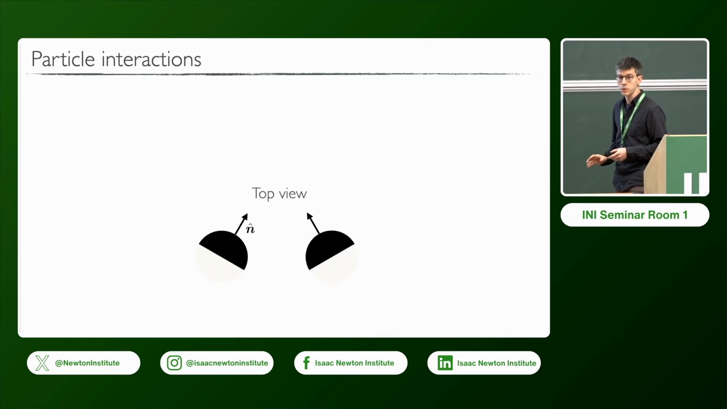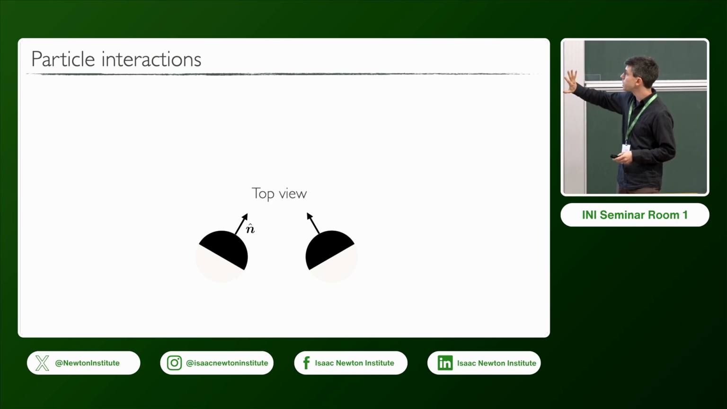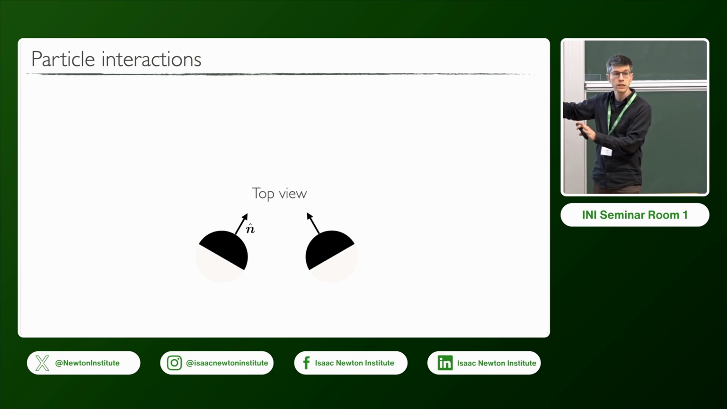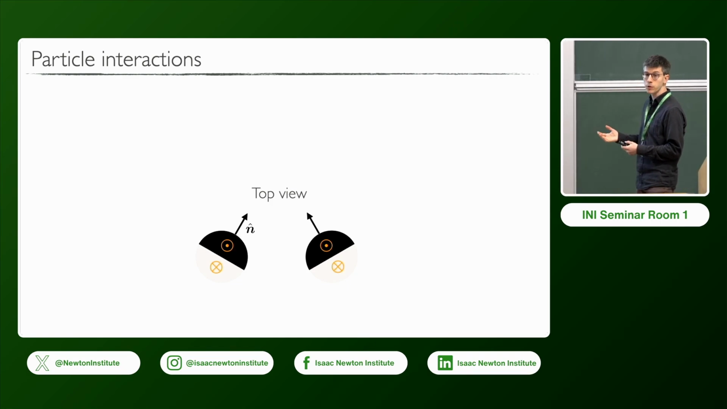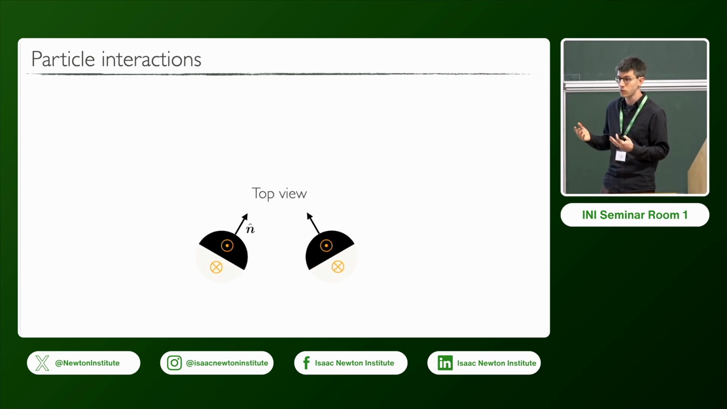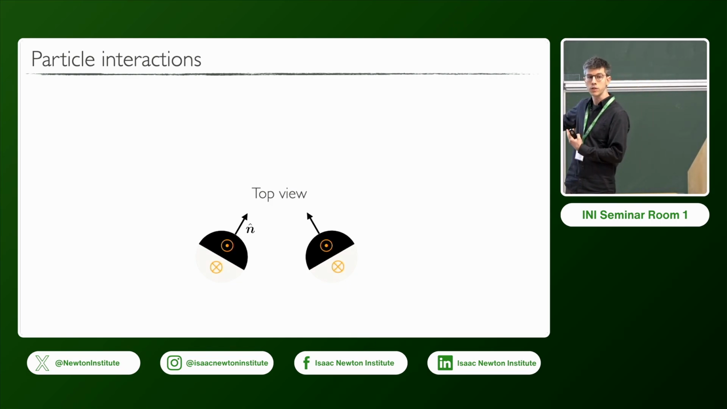And so the interactions between these particles are as follows. Imagine that we look at two of them from the top, and so you see the hemispheres from the top. The particles self-propel on the plane of the screen, and the electric field is perpendicular to the screen. It's pointing towards you. And so what this means is that the dipoles in each of the hemispheres are either also pointing towards you or into the screen.